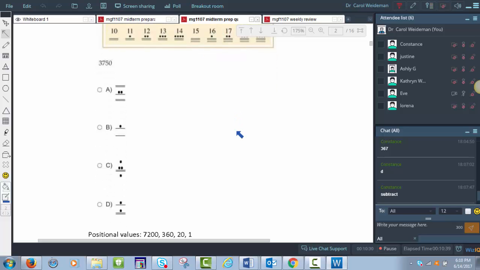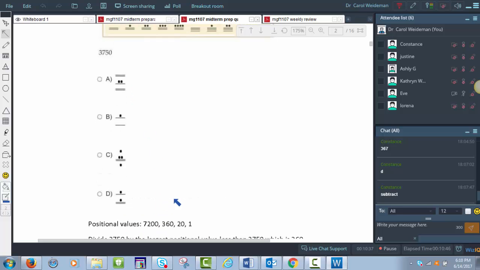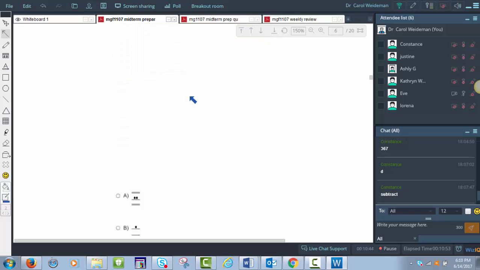So let's take a look. It looks like it's A, right? 10, 7, 10. And if I think about the values I worked out down here, that would be the correct answer. The correct answer for this one is A. There we go. Okay.